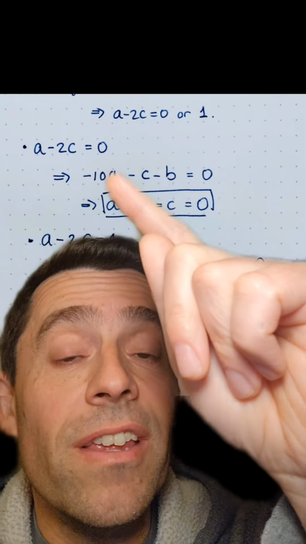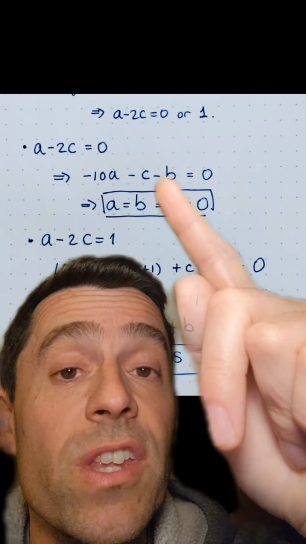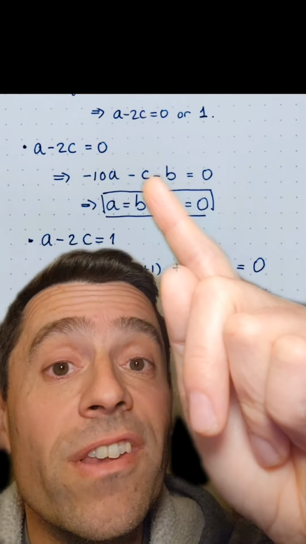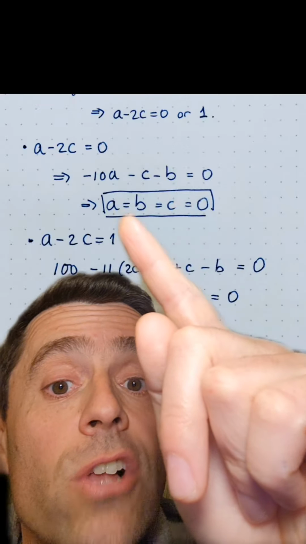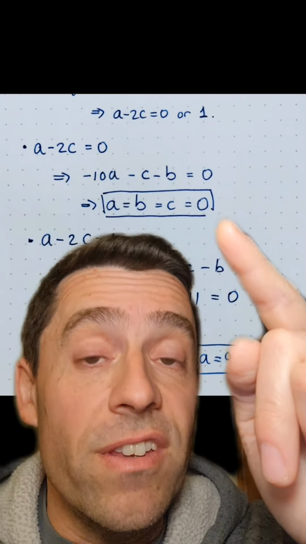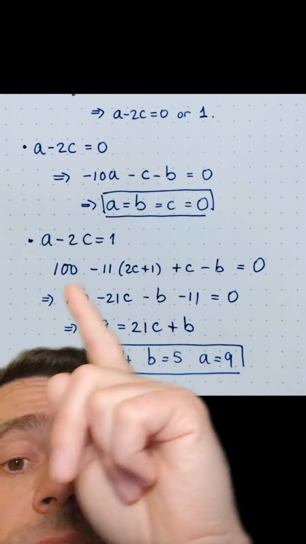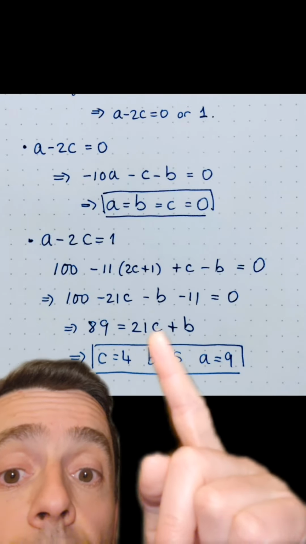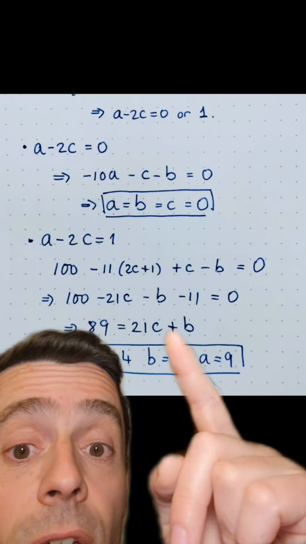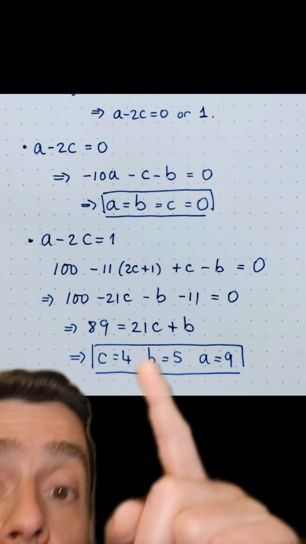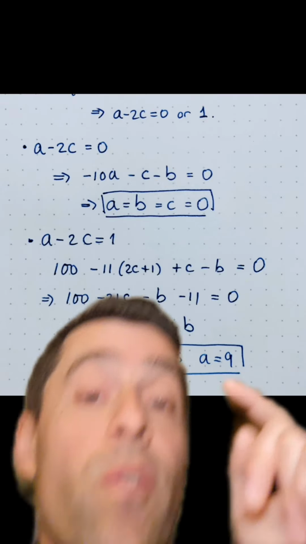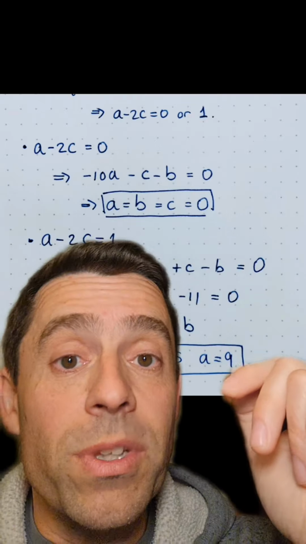If a minus 2c is 0, then the equation above simplifies to this one, but a, b, and c are non-negative, so this would be negative or 0, so it has to be exactly 0, so a equals b equals c equals 0, which is one of the triples we've discussed. If a minus 2c equals 1, then you can simplify to 89 is equal to 21c plus b, but because of the constraints of a and b being digits, and they are the smallest digits in the triple, you actually get that c is 4, b is 5, and a is 9. So you get the 459 triple, which is the other possibility for a fixed point.